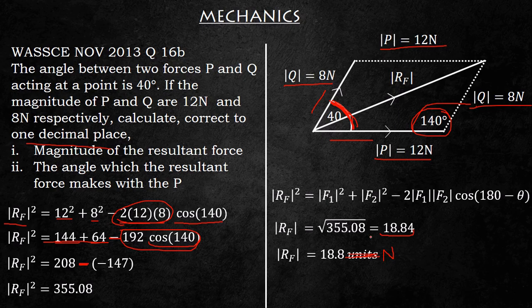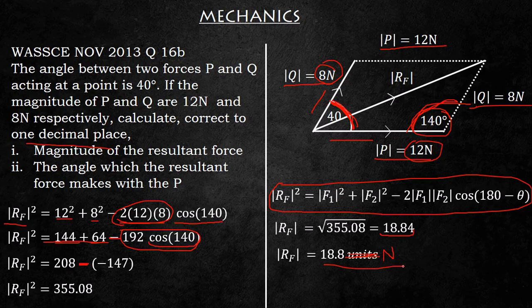So that is how to find the resultant force. You just use this formula over here: the resultant force squared is equal to force 1 squared plus force 2 squared minus 2 times force 1 times force 2 times the cos of 180 minus theta. So 180 minus theta is this. Then we have force 1, we have force 2, and we find the resultant force. So this is going to be our end result.